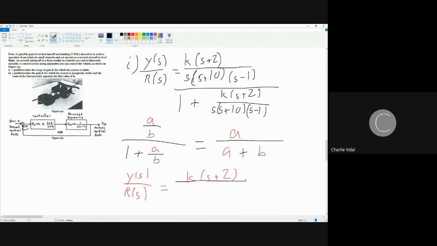Divided by, no. Oh my God. K s plus 2, and then it's going to be plus b. Let's do plus b. No, I forgot. Plus is going to be in black, and then b is going to be in purple.